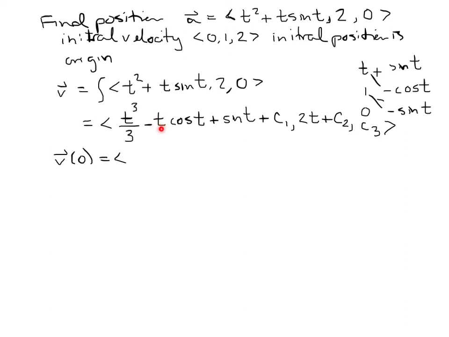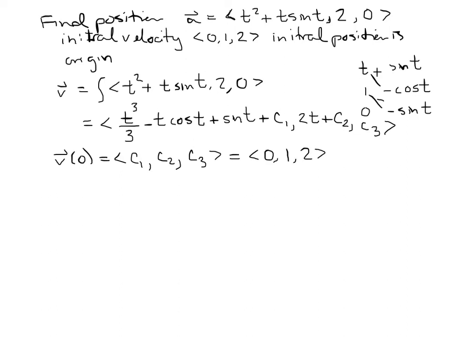There's a t there, so that term is 0. Sine of 0 is 0. Okay, I've got just C1 on that x component. Looks like if I plug in 0 into the y component, 2 times 0 is 0, so I'm left with C2 there. And then in the next one, I'm left with C3.